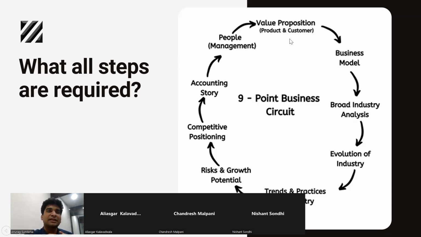So value proposition exactly means product. What is the product the company is selling, and what is the value that it delivers to the customer? For example, let's take three categories of phones. First category is iPhone, second category is something like Samsung, maybe MI, Oppo, Vivo, and third category is Indian brands like Lava, Intex.